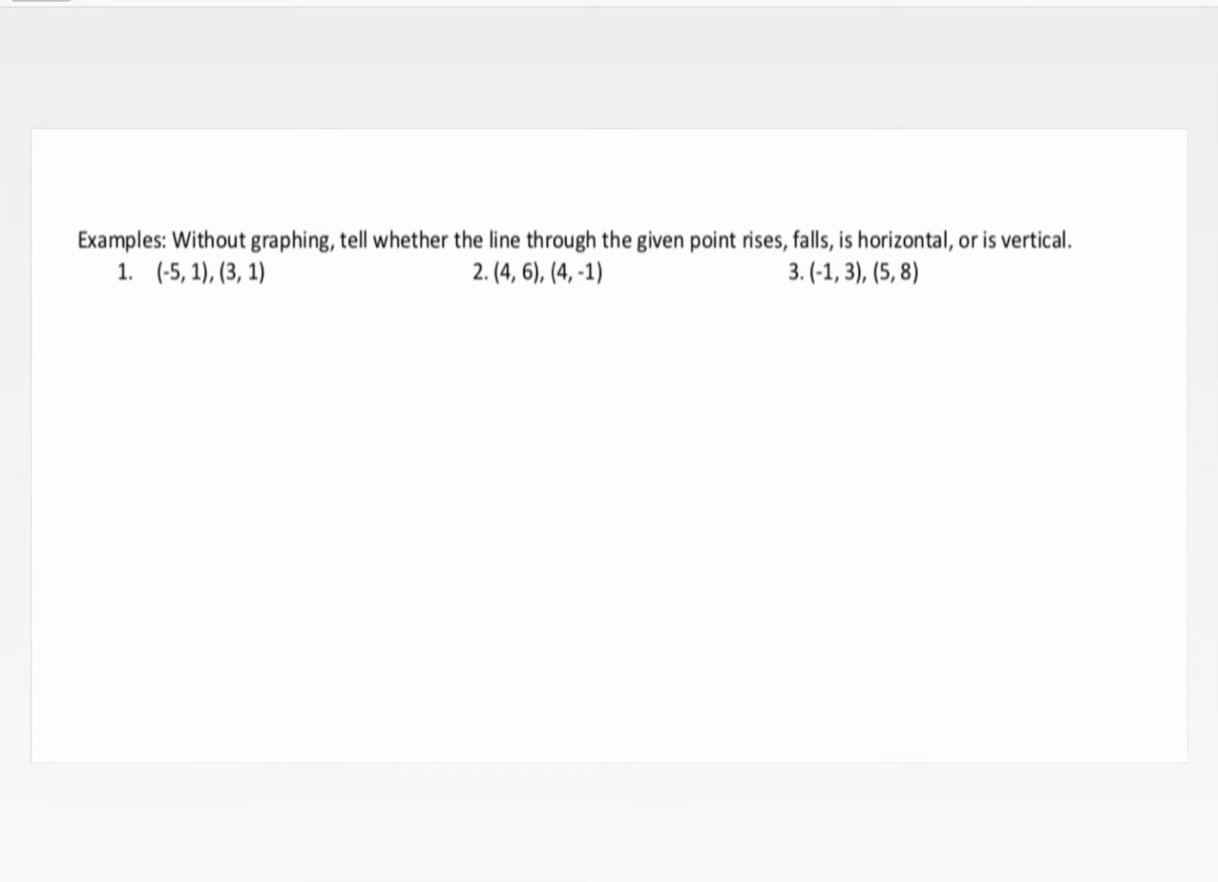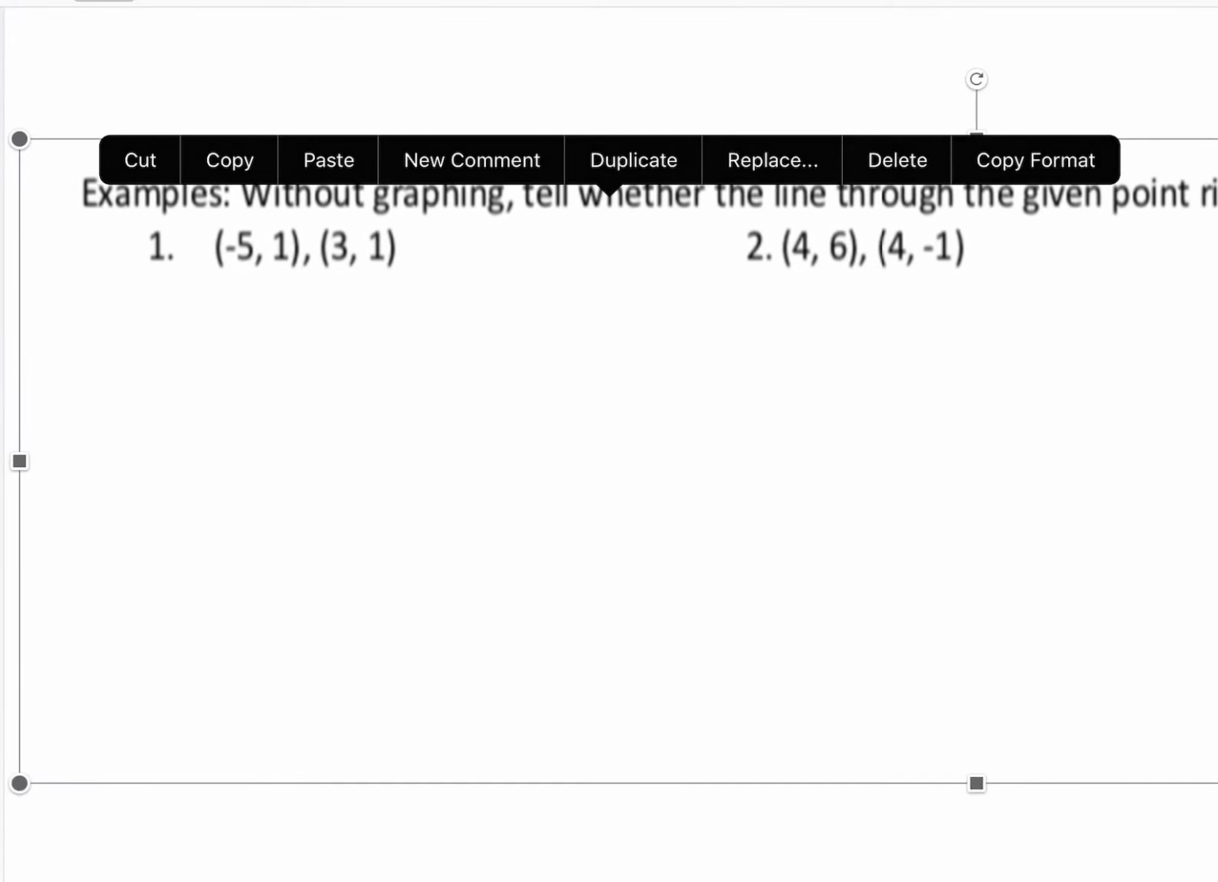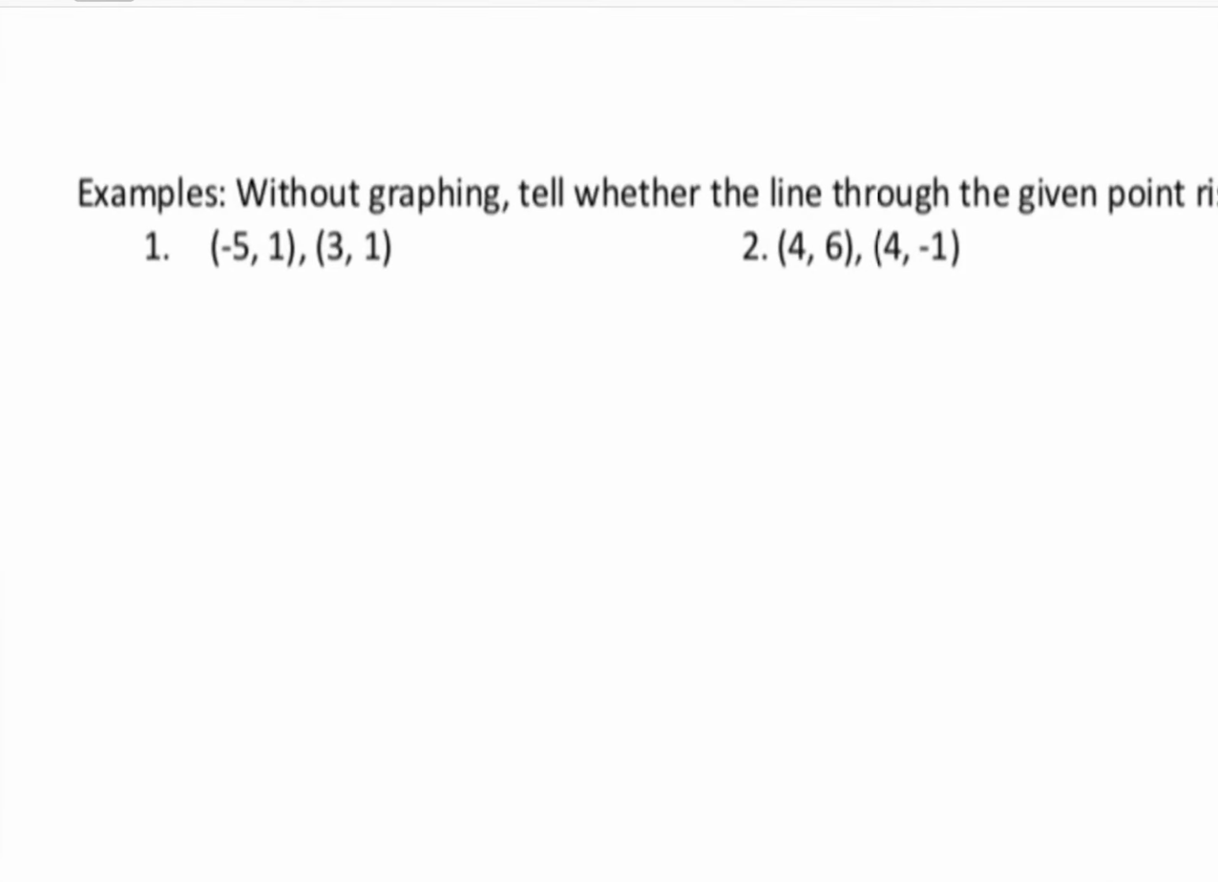Okay, now let's solve some examples where, without graphing, we see if we can figure out what kind of slope we have: if our slope is rising, so if it's positive, if it's falling, or if it's negative, if it's horizontal, or a slope of 0, or if it's vertical, it's undefined. So in number 1, we have our points -5, 1, and 3, 1. So I'm going to first just label these as x1, y1, and x2, y2. As you get more comfortable, you don't always have to label them, but I think in the beginning, as you're practicing, it can be really helpful to keep track of everything.